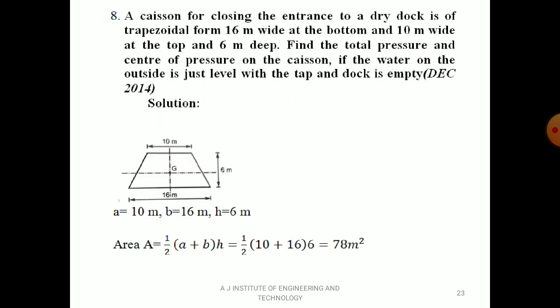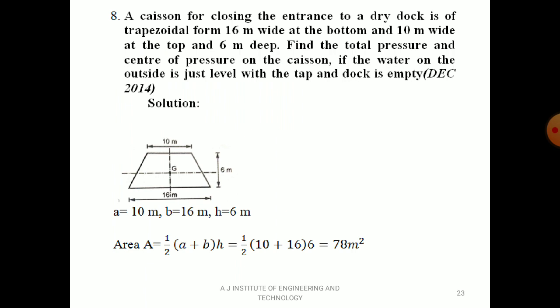Next, 8th problem. A caisson for closing the entrance to a dry dock is of trapezoidal form, 16 meter wide at the bottom and 10 meter wide at the top and 6 meter deep. Find the total pressure and center of pressure on the caisson if the water on the outside is just level with the top and the dock is empty. So this is the question asked in December 2014.